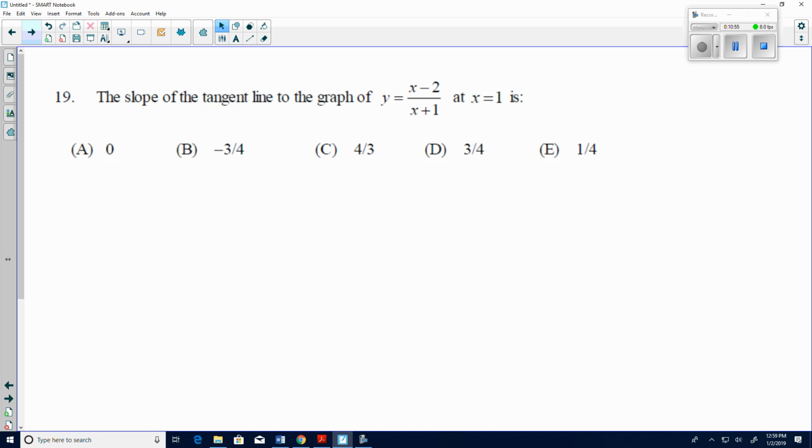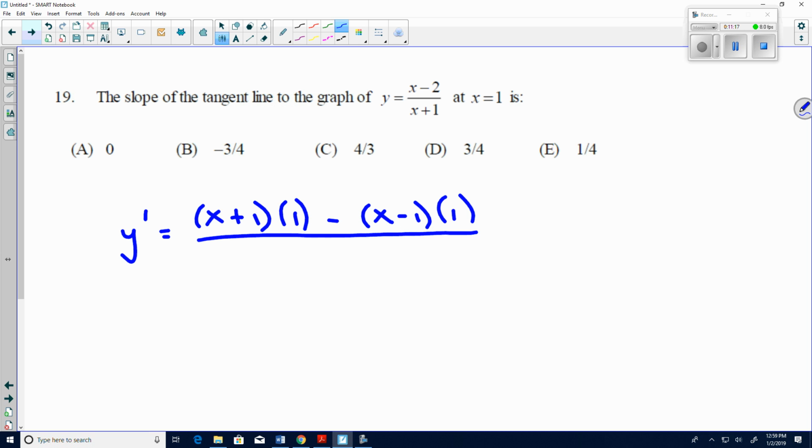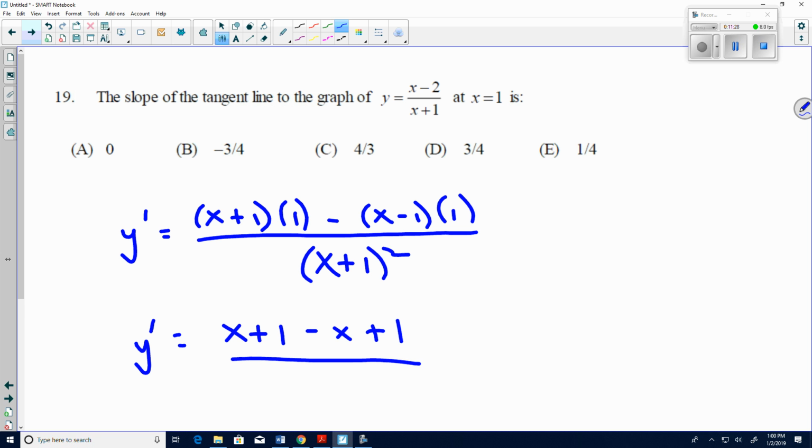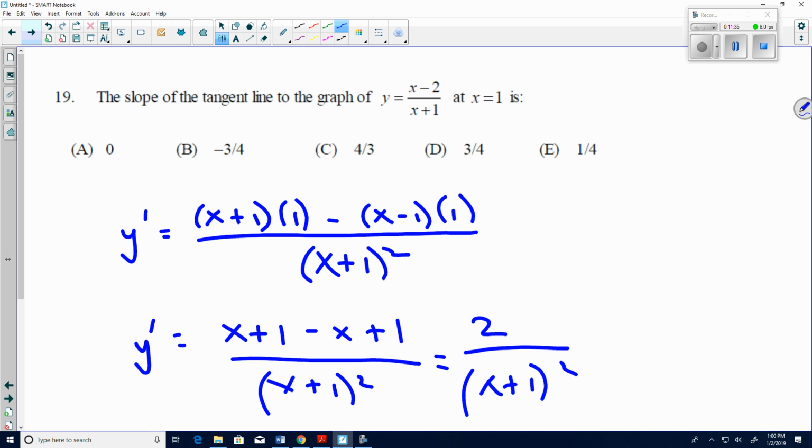Number 19. Slope of the tangent line to the graph. Well, again, just a straightforward derivative problem. y prime, what do we have? We have bottom times the derivative of the top minus the top times the derivative of the bottom, all over the bottom squared. This is the quotient rule, right? So cleaning that up, we got x plus 1, take away x, add 1, over x plus 1 squared, which is 2 over x plus 1 squared. And then we're supposed to evaluate that when x is equal to 1. So 2 over 2 squared is 4, which is 1/2. There's our answer, 1/2.